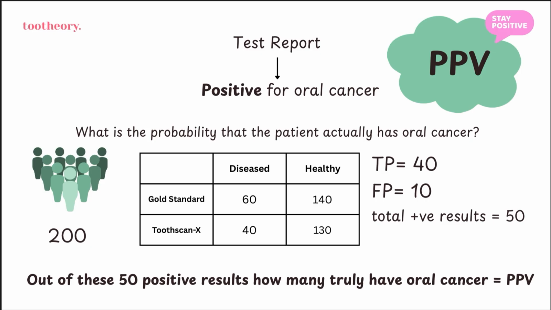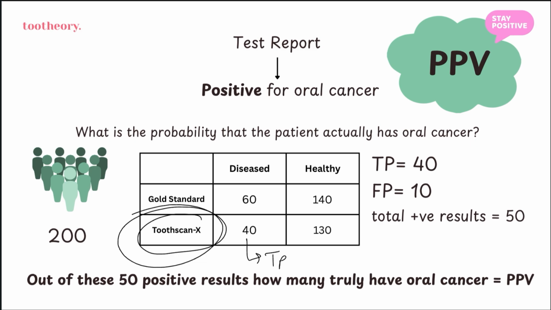So let's take an example. We have, let us say, 200 people in a cohort, right? And out of these 200 people, we have a gold standard test, which is always correct, which tells us that there are 60 diseased people and then there are 140 healthy people, right? So this test, which is tooth scan X, our hypothetical test, is telling us that out of these 60, it has identified 40 people as truly diseased. So we can say that this 40 is a true positive value, right?